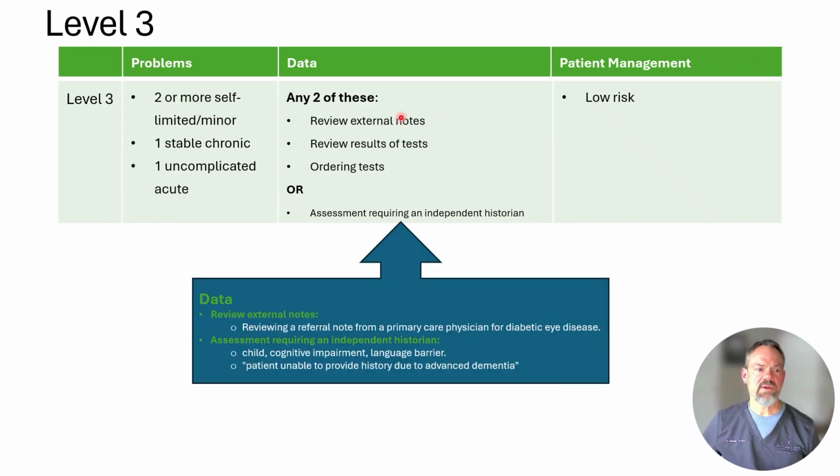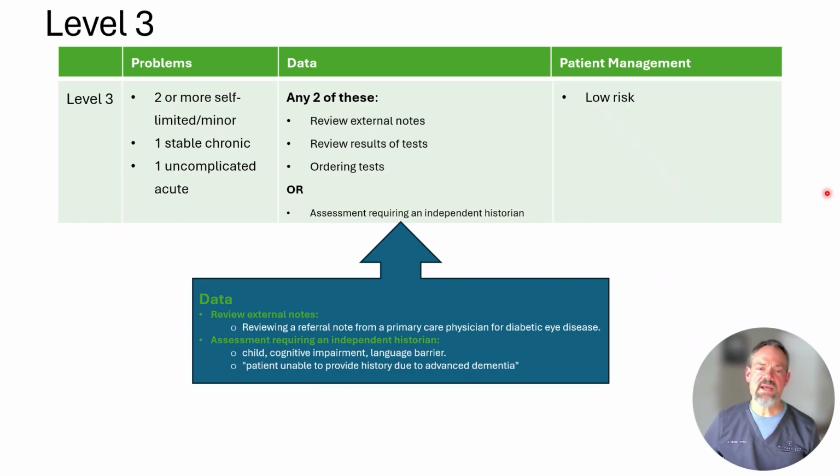Under data, we might review external notes from a primary care provider about their diabetic status, so that you can determine the risk for this patient having diabetic retinopathy. A review of tests and ordering tests is fairly self-explanatory, but an assessment requiring an independent historian: the patient might be a child, might have a cognitive impairment, or might have a language barrier. Those would all be really good reasons for needing an independent historian. But proper documentation is required. An example might be patient unable to provide history due to advanced dementia.